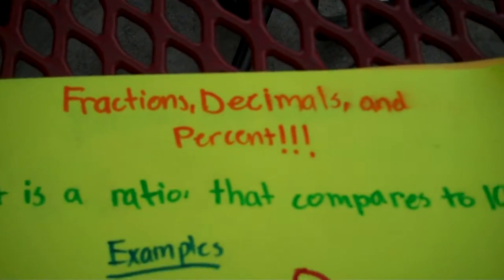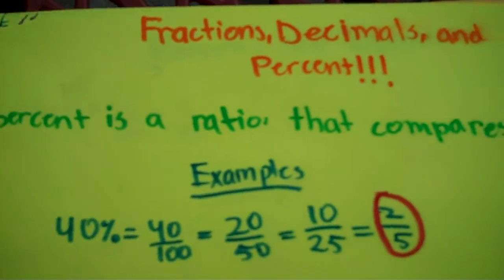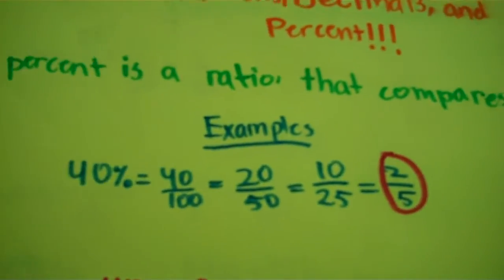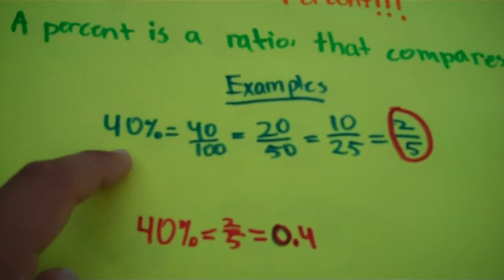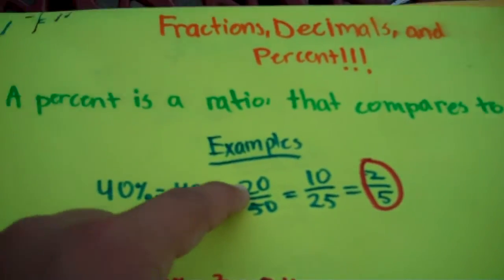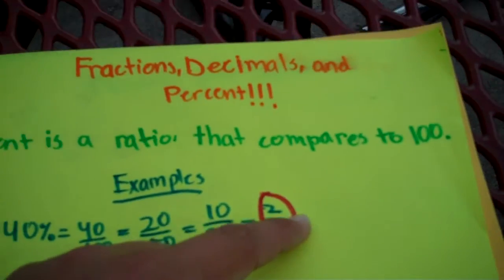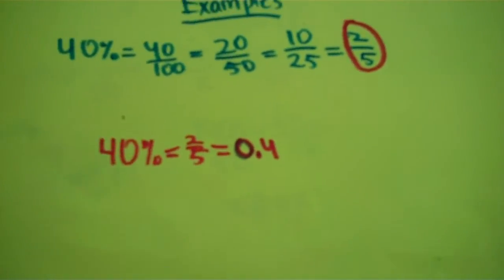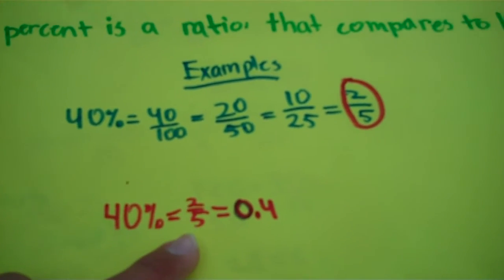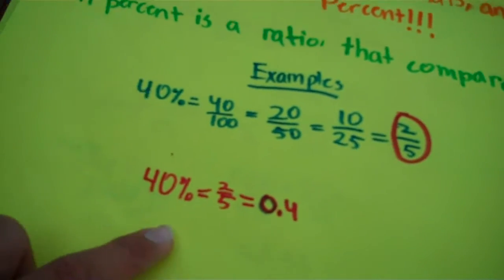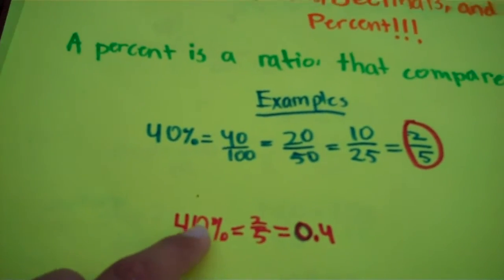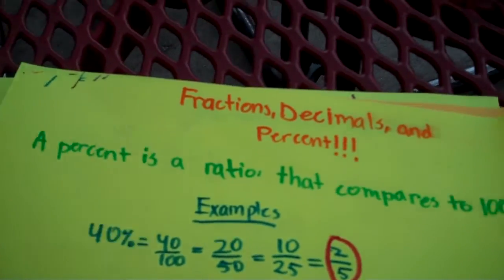The next thing is fractions, decimals, and percents. A percent is a ratio that compares to 100, and the fraction and decimal just go with the percent, basically. So an example of a percent turning into a fraction would be 40% would make it 40 over 100. To simplify that, it would be 20 over 50, then 10 over 25, and then 2 over 5 would be the most you can simplify it. And then an example from a percent to a fraction to a decimal would be 40% equals 2 over 5 equals 0.4, because to change a percent to a decimal, you have to move the decimal place over 2 times to the left. And that's all you have to do.